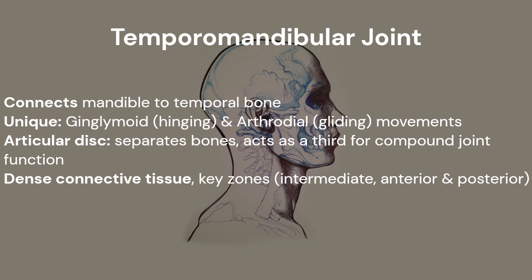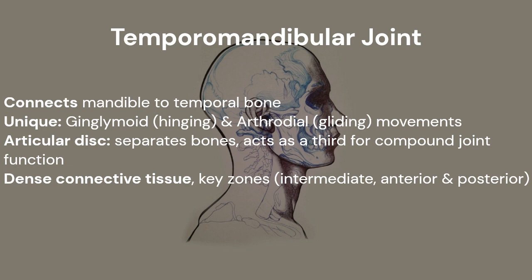The TMJ is formed by the mandibular condyle fitting into the mandibular fossa of the temporal bone. Separating these two bones from direct articulation is the articular disc. The TMJ is classified as a compound joint. By definition, a compound joint requires the presence of at least 3 bones. Yet the TMJ is made up of only 2 bones.